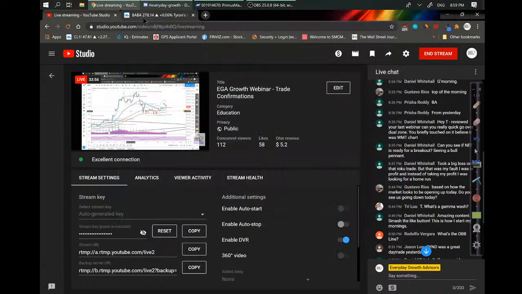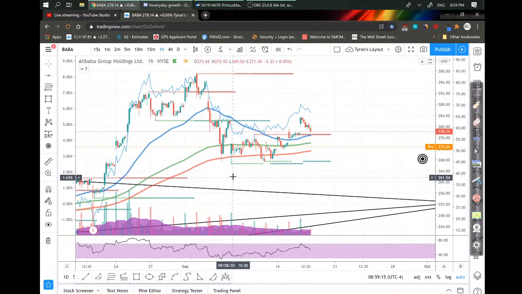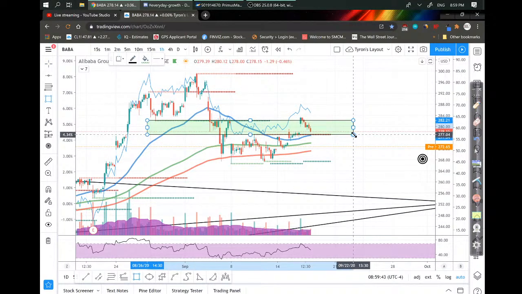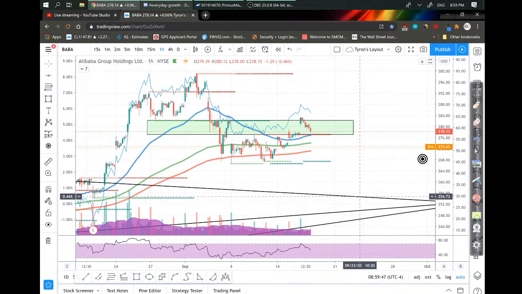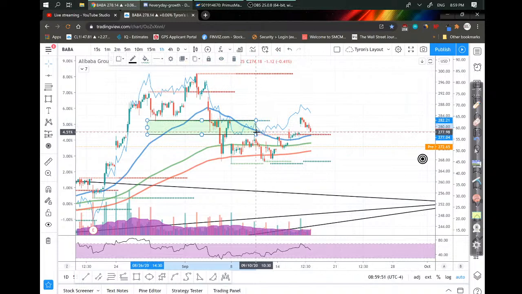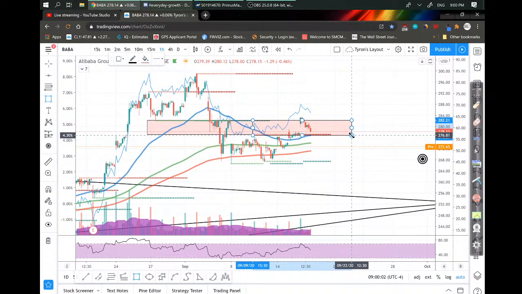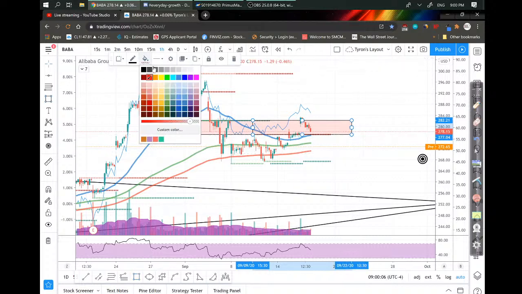Okay, dual zones. This is something that is EGA proprietary, not discussed by the majority of people. Now, look at this point over here. Do you see this is a support zone? And later, what happened? It turned into a resistance. This is a support that turned into a resistance. This is what we call a dual zone. The dual zone ranges from this point to this point. This would be your supply zone, and then this would be your demand zone.